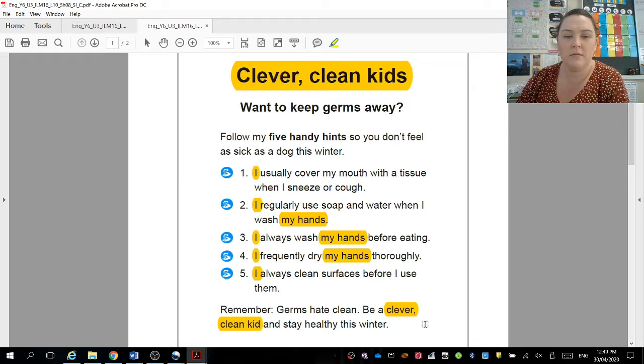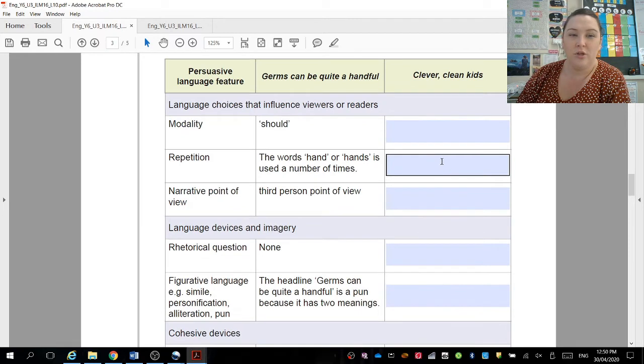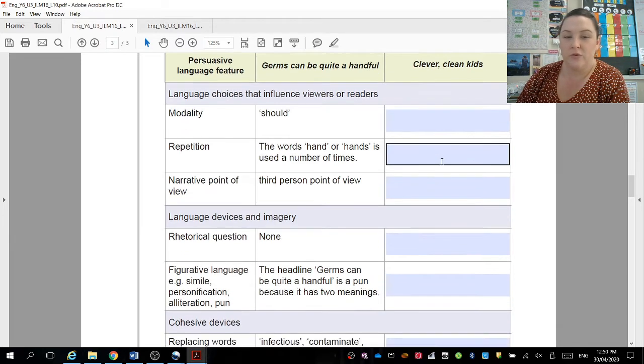My hands. Wash is also repeated. There you go. Winter is also repeated. You could just keep going, couldn't you, guys? So you write them into your box. Okie dokie. Again, you could have paused that. You can always go back if I went too quickly.